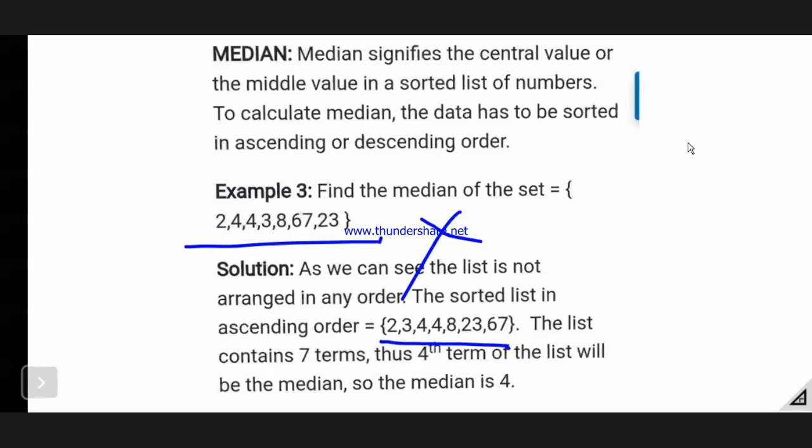Just split it. While splitting it, we will get 4 as the middle term. So the median is equal to 4.